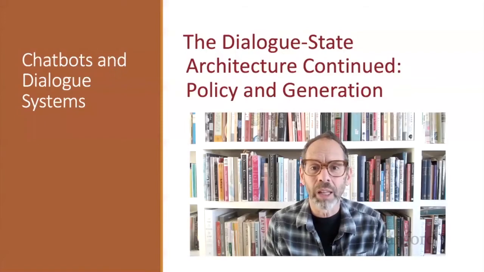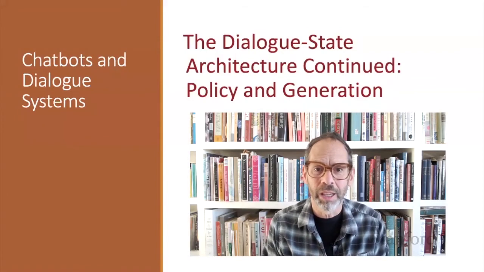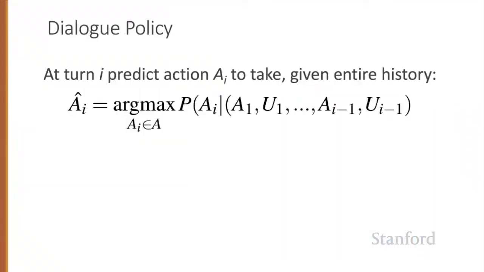Let's talk about dialogue policy, what to say, and dialogue generation, how to say it. The goal of the dialogue policy is to decide what action the system should take next, that is, what dialogue act to generate. More formally, at turn i in the conversation, we want to predict which action A sub i to take based on the entire dialogue state.